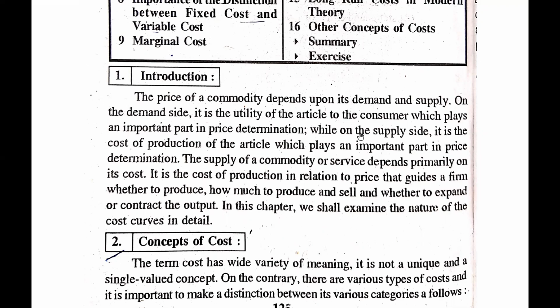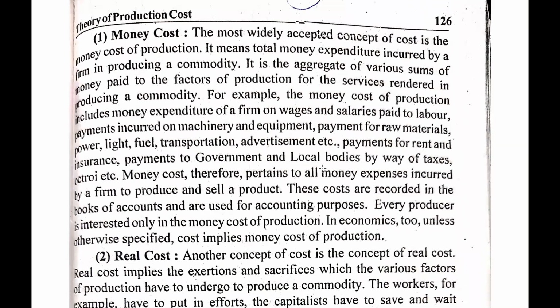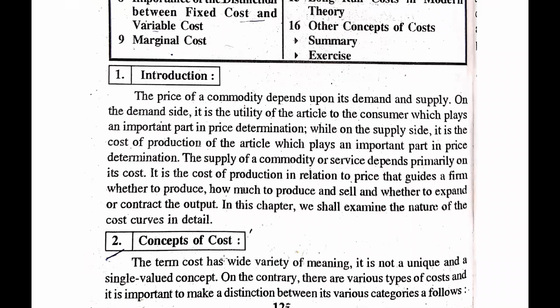So guys, for example, I produce a cold drink and I incur 9 rupees for the production cost. So I may sell this cold drink for 10 rupees or 11 rupees in the market, so that I can get at least 2 rupees profit in that. So this is what the production cost is all about. Now we will move further to see the concept of cost.